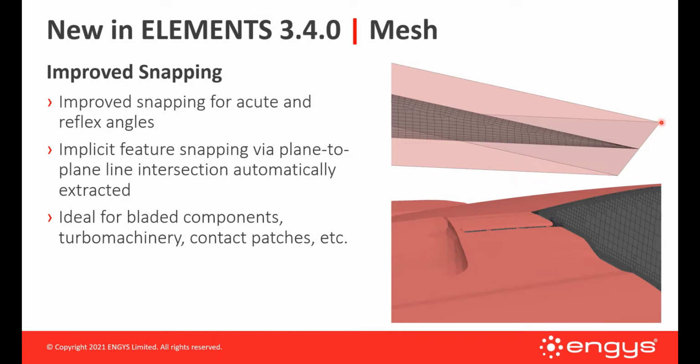And we can do so by implicitly calculating the snapping by a plane-to-plane line intersection, which actually happens automatically. This is, of course, ideal for things like bladed components, turbomachinery, contact patches, and so on.